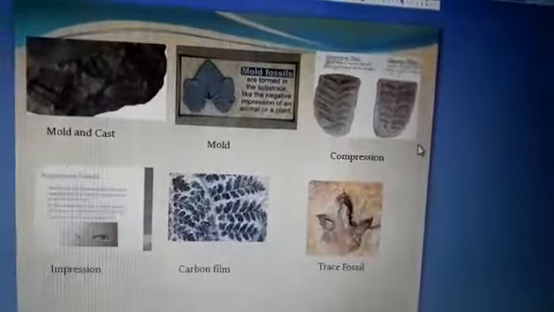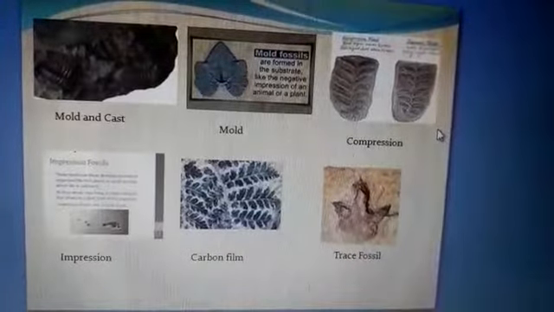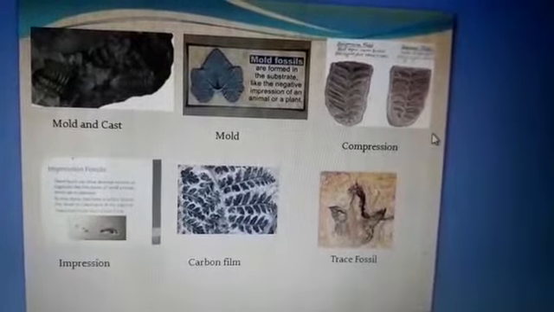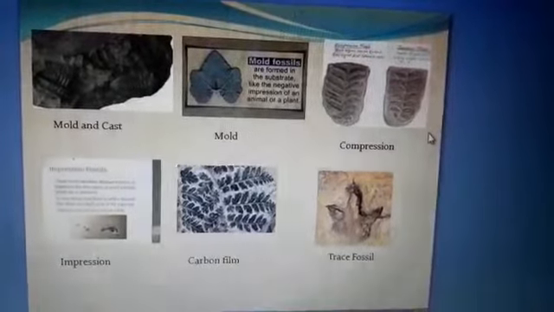These are some fossil examples: molds and casts, compression, impression, carbon films, and trace fossils.